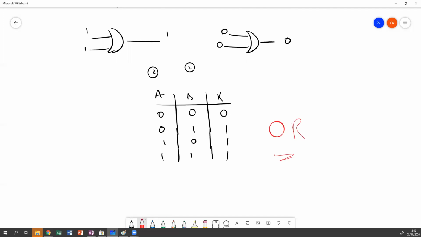How do we show that? What is the notation for the OR gate? Let me write here. X equals A or B. These are the notations that we use for A or B.